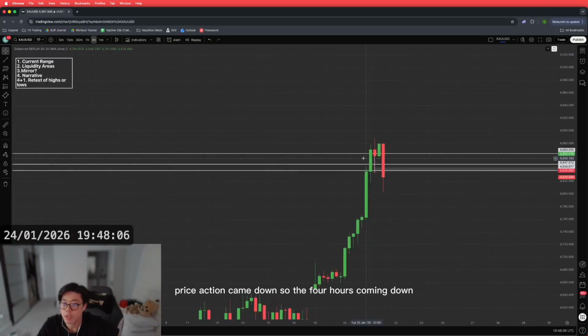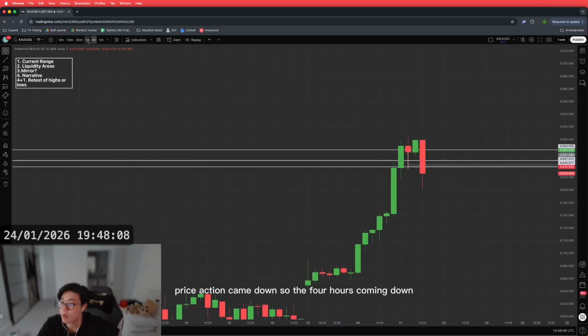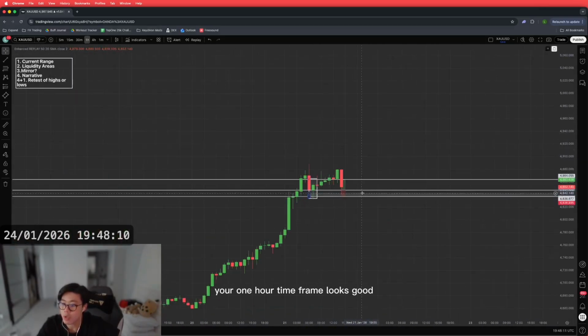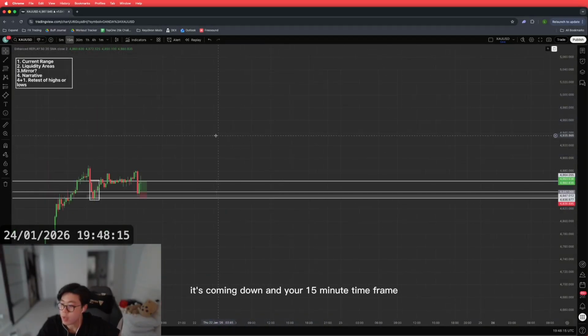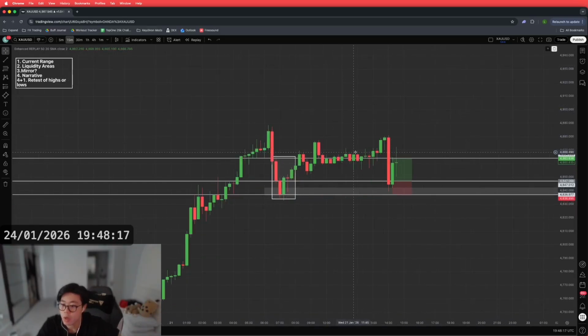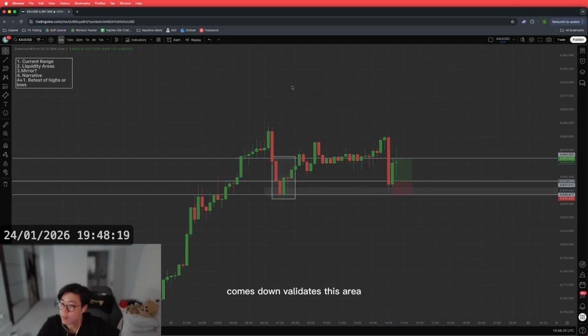Price action came down, so the 4 hours coming down. Your 1-hour time frame looks good. Your 30-minute candle looks good, it's coming down. And your 15-minute time frame, what does it do? Comes down, validates this area.